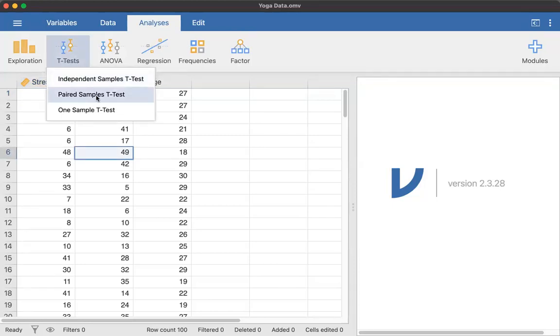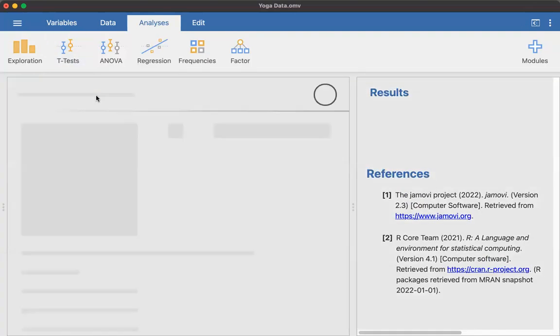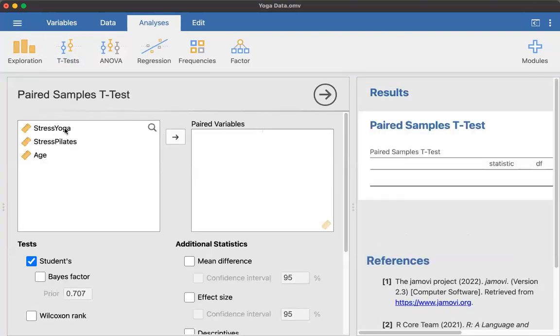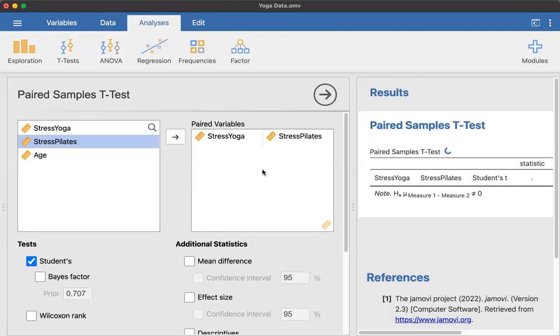So for this example, we're going to go to t-test again. We're going to do a paired samples t-test. And we just want to move those pairs over. So we can move stress yoga here, stress yoga there. So the idea is that we're comparing each person's stress after yoga to their own stress after Pilates. Now, what we want to do is make sure that we're selecting the right statistics and the right hypothesis.